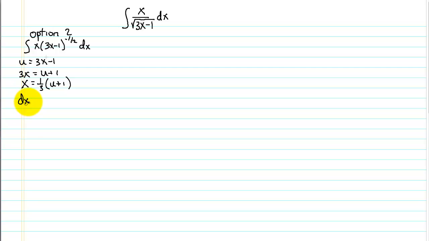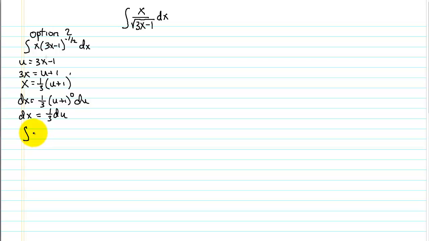If we take the derivative of this, remember there's a power of 1, so 1 times 1/3. We subtract 1 from the exponent, and then we take the derivative of what's inside the parentheses, which is du. If we simplify that, remember anything to the 0 power is just 1, so dx is 1/3 du. So we've figured out our parameters for substitution, so now we're ready to substitute. Let's go about that.